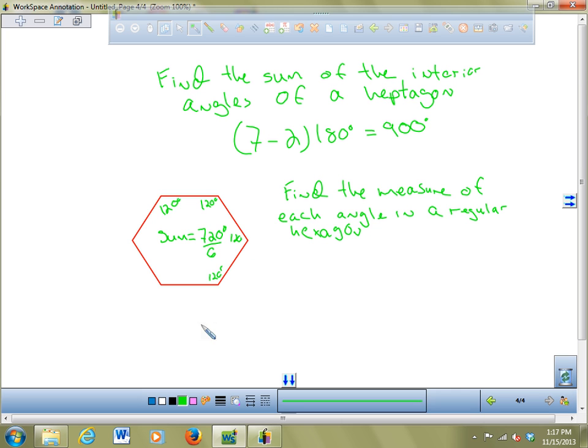What if they weren't all the same? Well, regular means that all the sides and all the angles are the same. That's what regular means, okay? So that's congruent to that, etc. Right? What if it's not regular? Then you'd have to do something else, right?